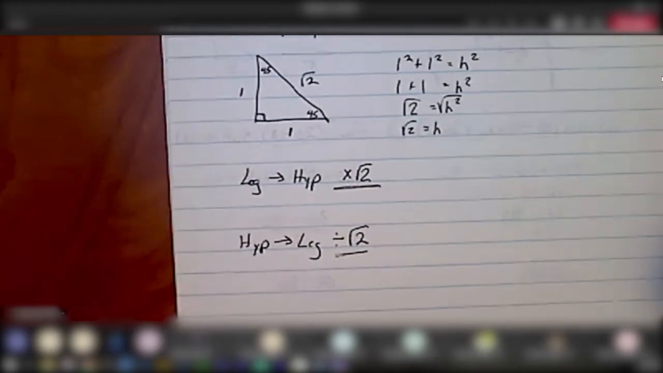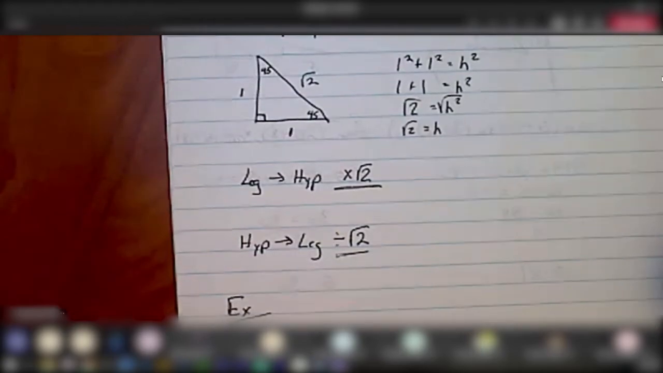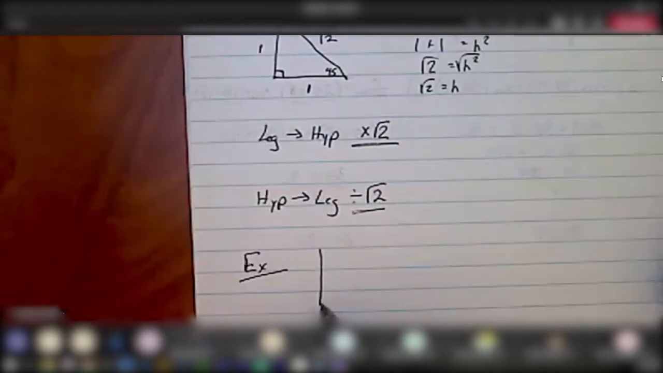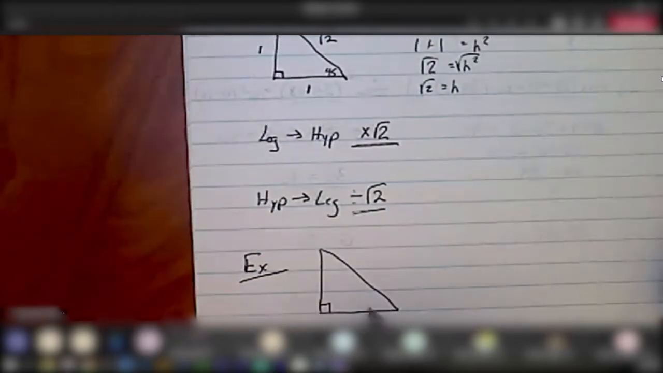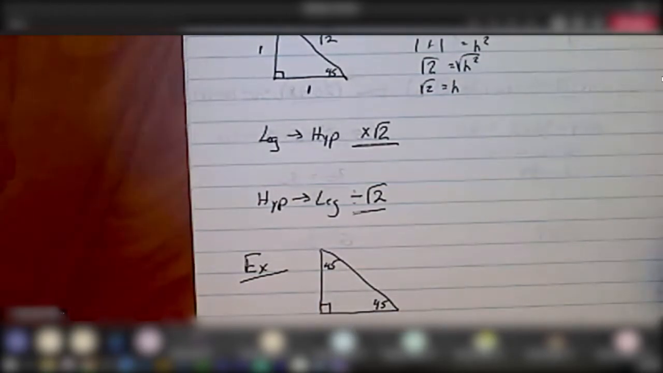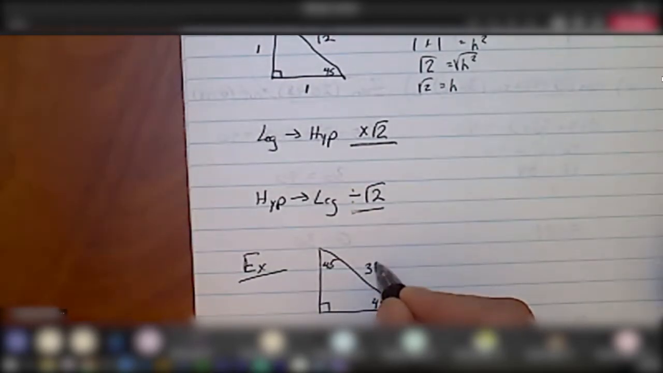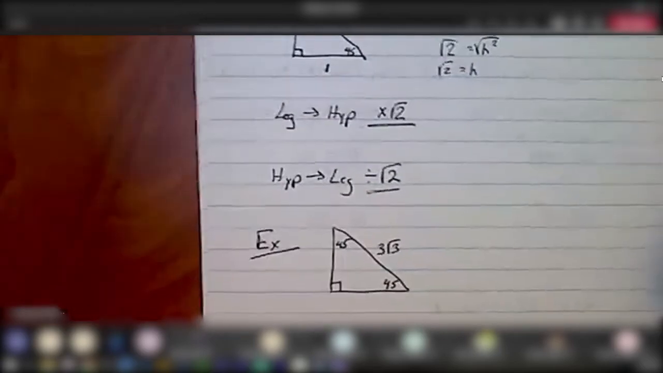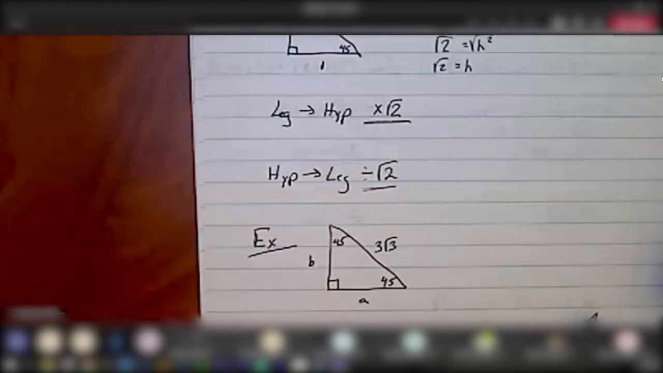So let me give you a homemade example of that before we move on. If I give you this triangle, I'm going to tell you that it's a 45, 45, 90. And I give you that the hypotenuse is 3 square roots of, I don't know, 3 square roots of 3. You guys find the other 2 legs. Take 30 seconds.